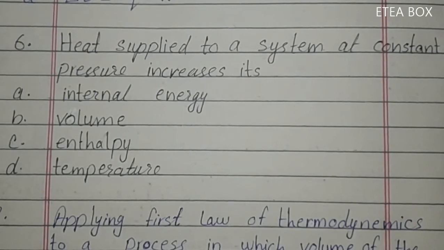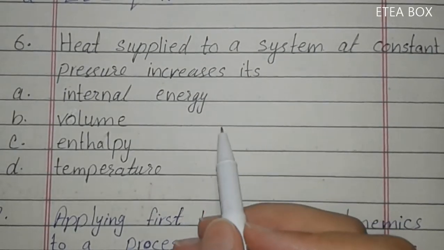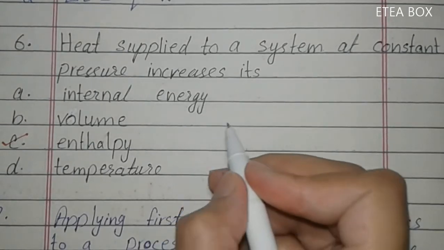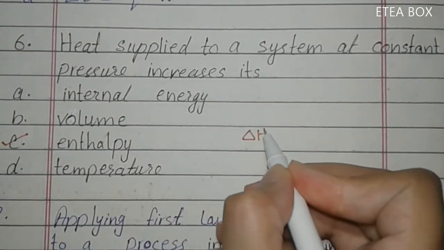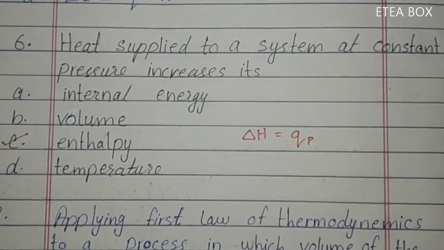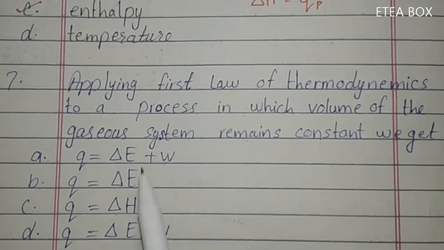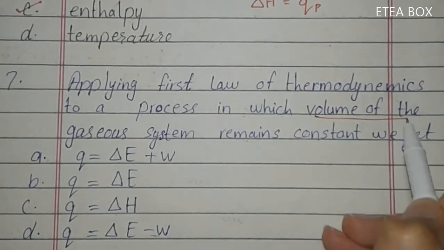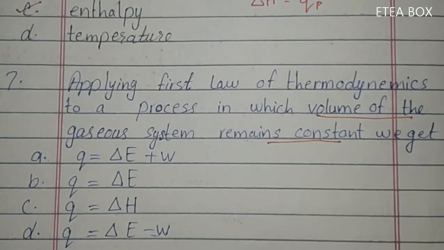Heat supplied to a system at constant pressure increases its enthalpy. This is the definition of enthalpy at constant pressure: change in enthalpy is equal to heat at constant pressure. So here option C is correct. Applying the first law of thermodynamics to a process in which the volume of a gaseous system remains constant, we get.